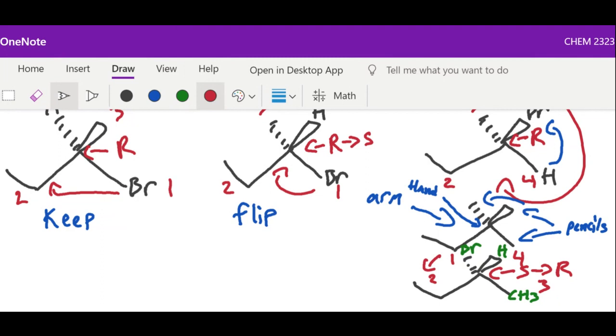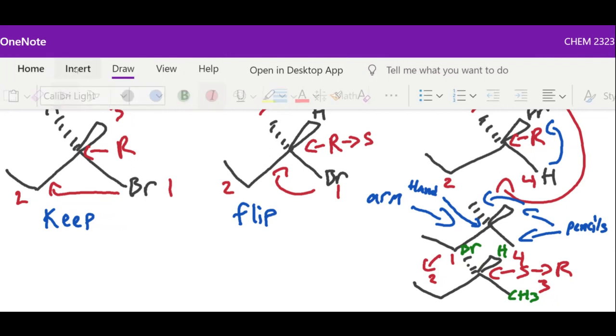All right. So again, that is important for chirality.